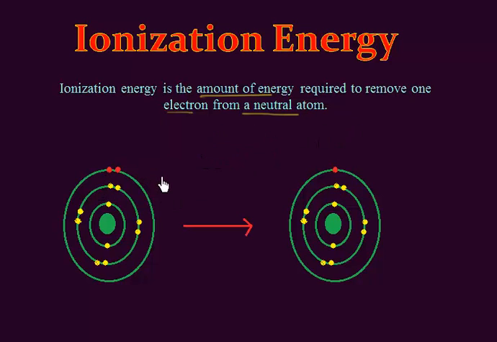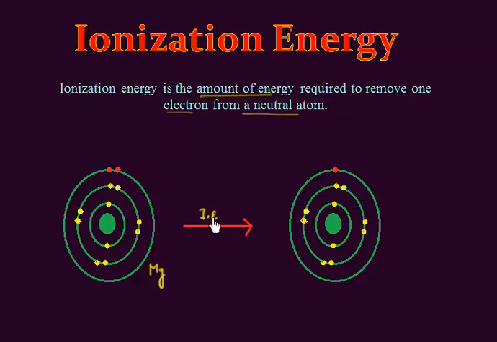This is the atomic structure of a magnesium atom, and in its outermost shell it has 2 electrons, and these electrons are known as valence electrons. When one valence electron is removed by a certain amount of energy, the amount of energy which is required in removing this electron is known as ionization energy.